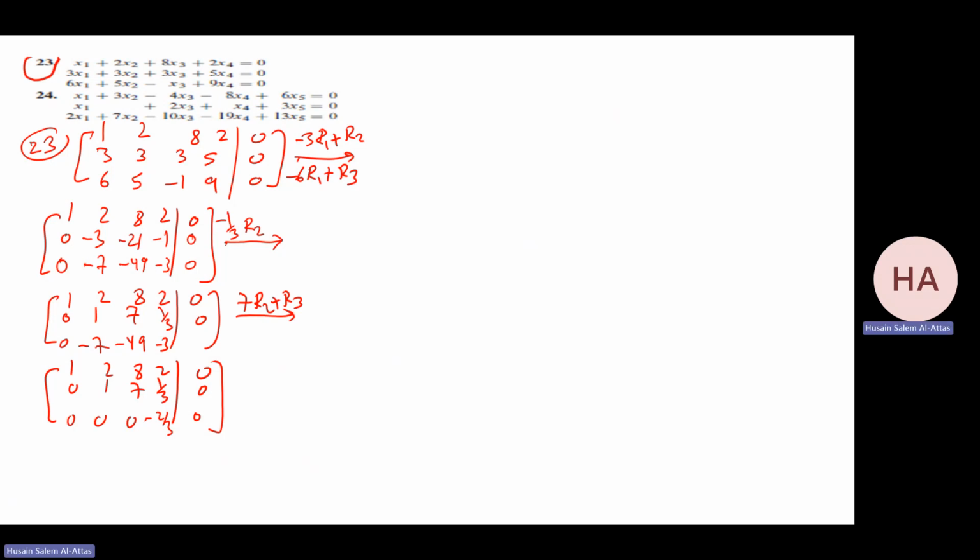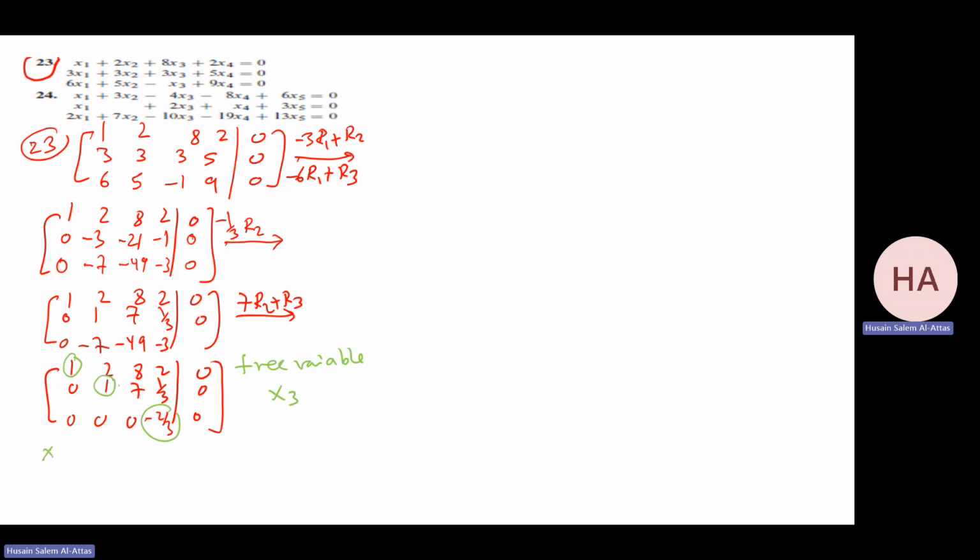Now what I need to do, I need to check the free variables. Okay. What are the free variables? Notice this is the leading ones. So the free variable is only x3. Need to write everything in terms of x3.